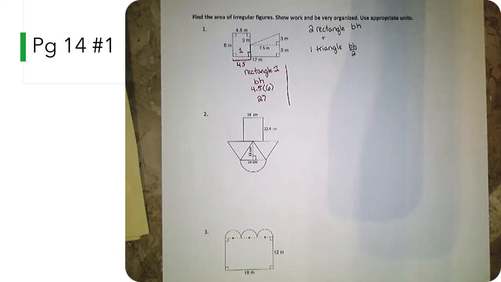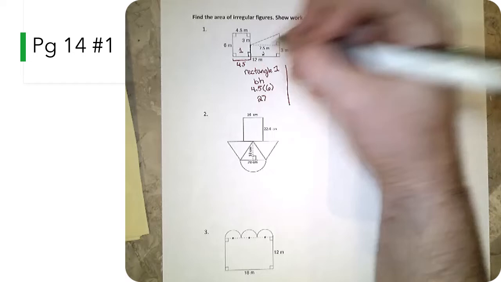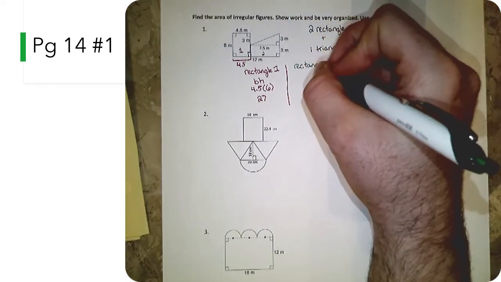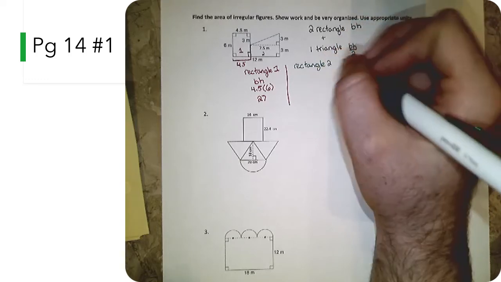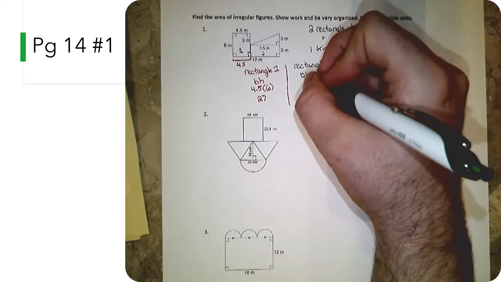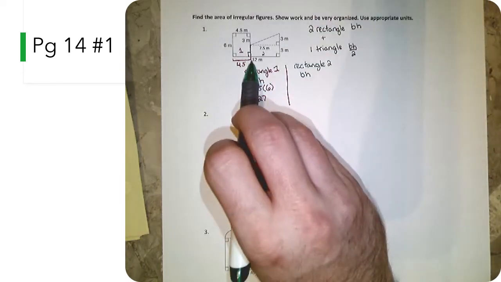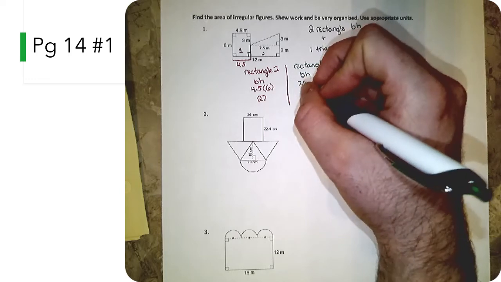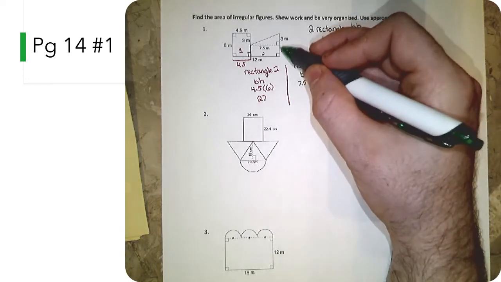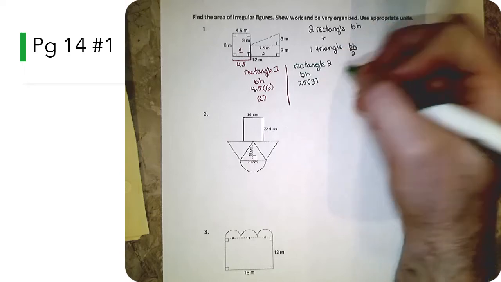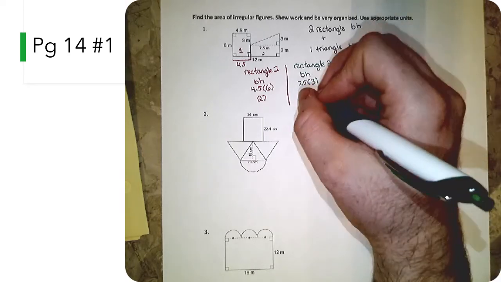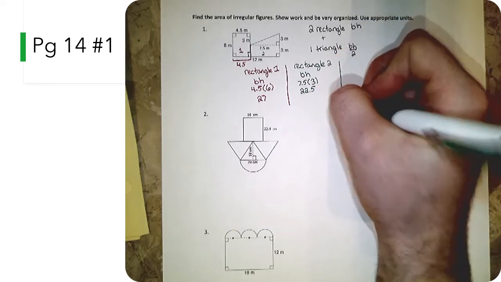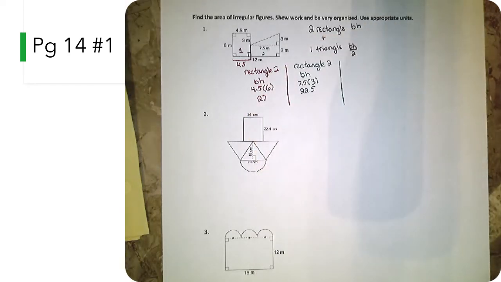So now if we look at the next rectangle, I'll call this one number 2. So rectangle 2, you're going to have to use base times height, but the base would be 7.5. And the height, this here, would be 3. When I multiply them together, I get 22.5. So the area of this rectangle is 22.5.